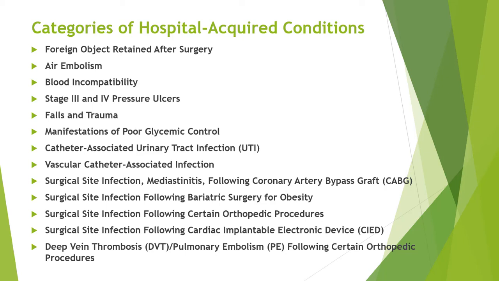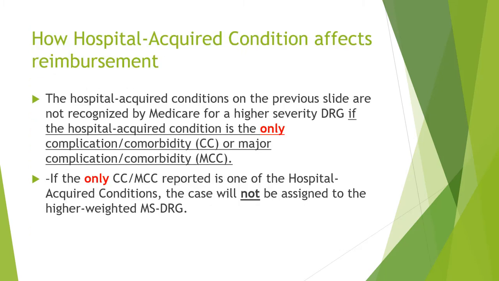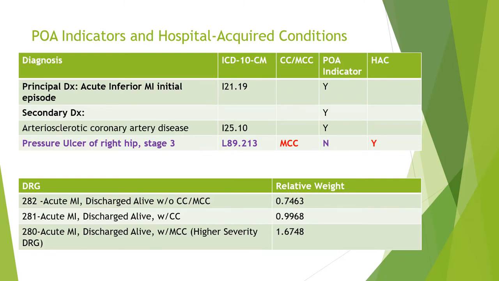All these things are considered hospital acquired because if the patient had received the proper care, they would not have gotten these conditions. The way it works is if one of those conditions is recognized by Medicare as a hospital acquired condition, and that hospital acquired condition is the only CC or MCC on the patient's chart, the patient cannot be assigned to the higher weighted MSDRG. In other words, you're not going to get the money for a higher weighted MSDRG if the reason why you're being kicked into a higher paying DRG is because of these conditions that were acquired during the hospital stay. Hopefully that makes sense. Here's some examples.